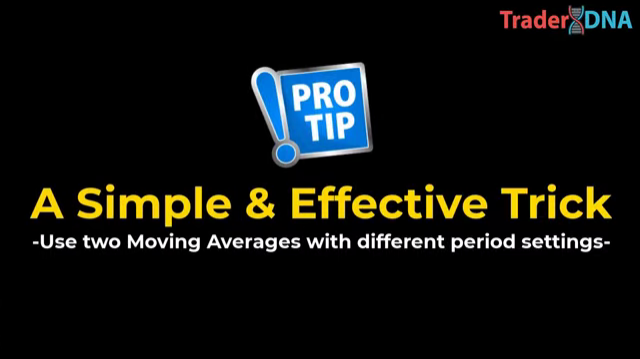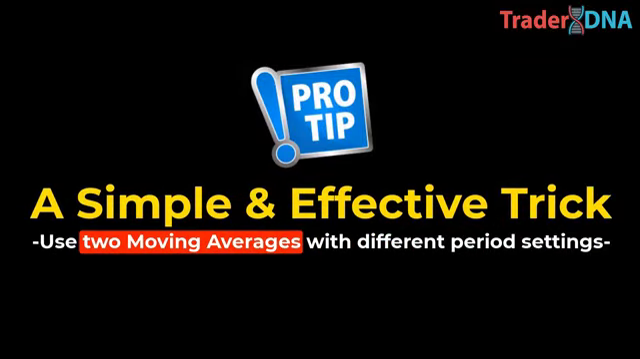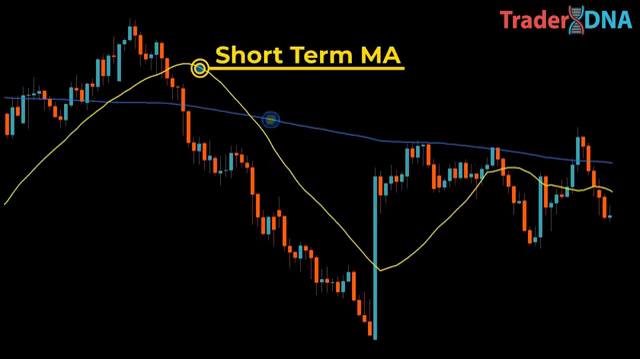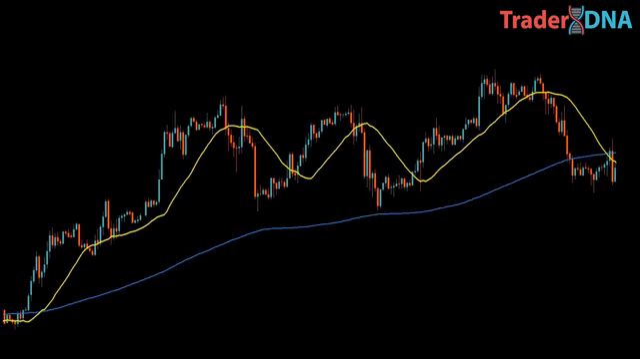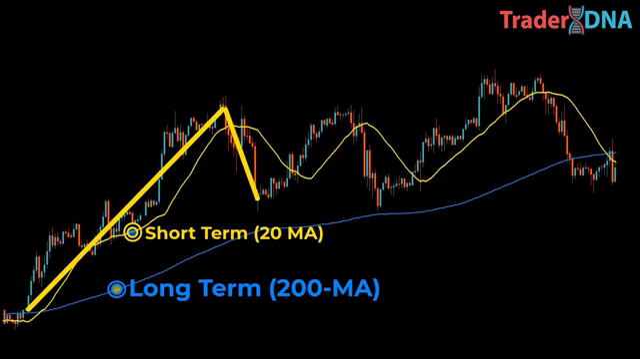A simple and effective trick for improving your analysis is to use 2 moving averages with different period settings. This way, you can get a clearer picture of both the short-term and long-term trends in the market. Here's a simple example to illustrate this. On this chart, we have 2 moving averages. The yellow line represents the 20-period moving average, while the blue line represents the 200-period moving average. The 20-period moving average is a short-term moving average, so it helps us identify the short-term trend of the market.